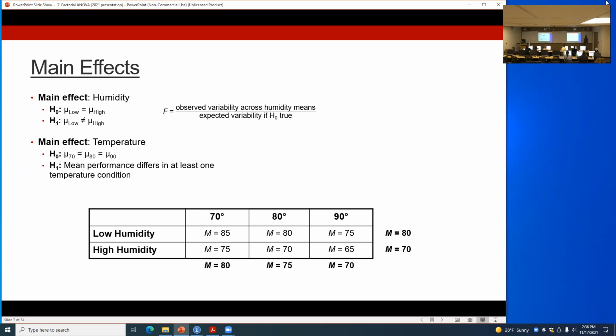My null hypothesis here is that 70, 80, and 90 degree performance means are all equal, equivalent in the larger population. The alternative hypothesis here is that mean performance differs in at least one of these temperature conditions. Okay, why did I write that out? Why can't I just use symbols for my alternative hypotheses there for temperature?